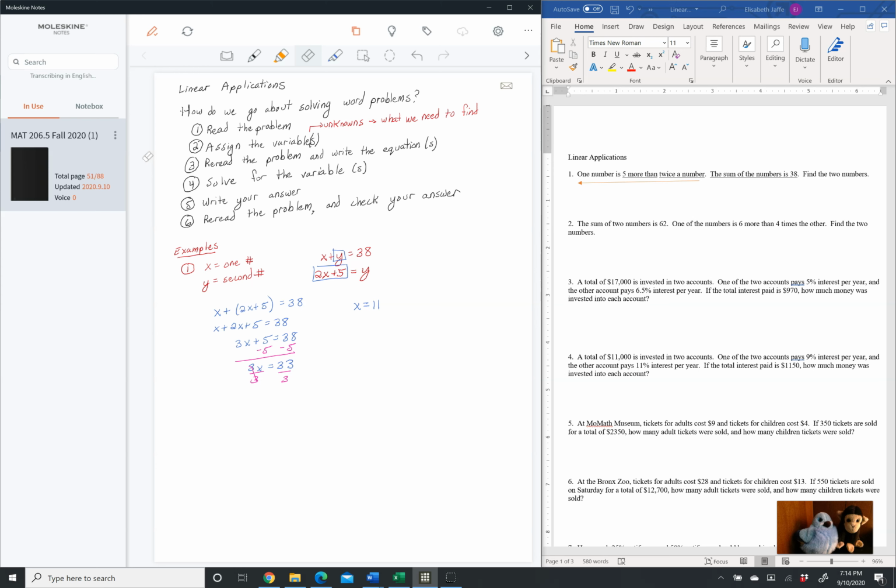But remember what we have to do. It says find the two numbers, okay? So if we find the two numbers, that means that we're finding both x and y. And we can use either equation to do that. So we can use the first equation or the second. Both of them I think are equally easy in order to find y. But since the 2x plus 5 is already solved for y, we may as well use that. You can absolutely use the other one. So this gives us 22 plus 5, or 27.